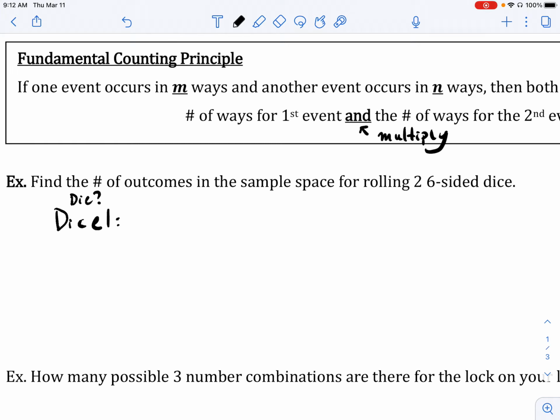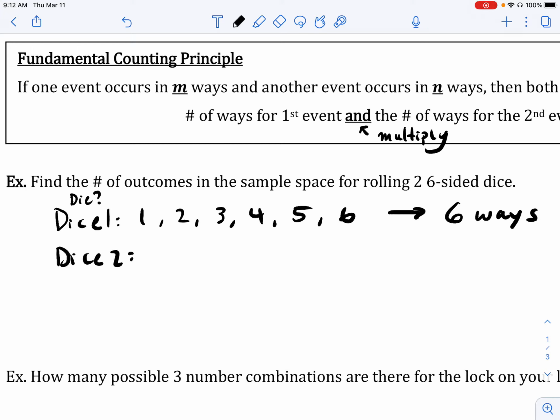Dice number 1. We've got 1, 2, 3, 4, 5, and 6. Okay, so we have a total of 6 ways that we could roll dice number 1. Well, what about dice number 2? What are the ways that we can roll that one? Well, same. They're two of the same dice, right? Or the two dice are unremarkable in that they're both going to have 6 faces, each with a number ranging from 1 through 6. So we've got 6 ways.